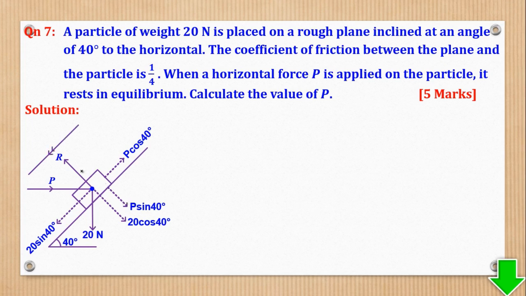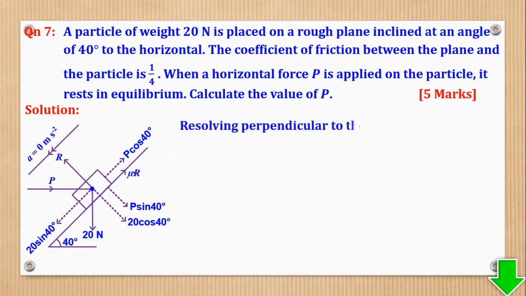Then the acceleration will be downwards, but it will be 0 because it is still in equilibrium. Therefore, friction will oppose motion, therefore it will be upwards, which is mu R. So that is the first diagram. Now we shall go and get the value of P.